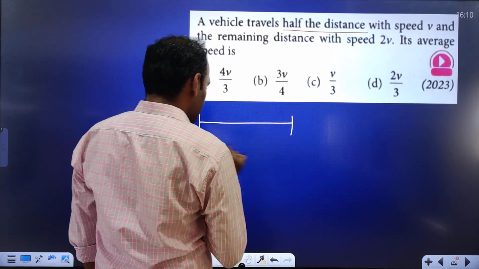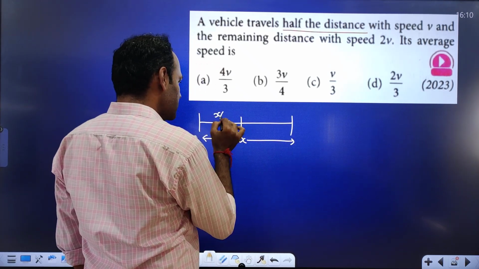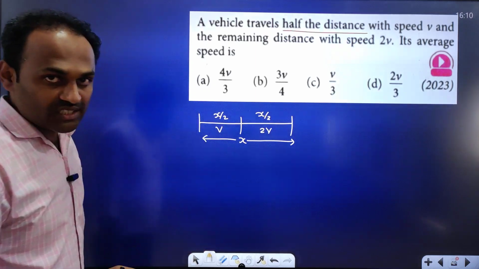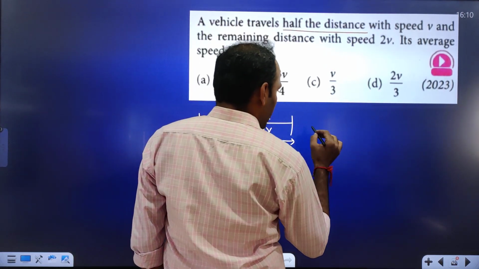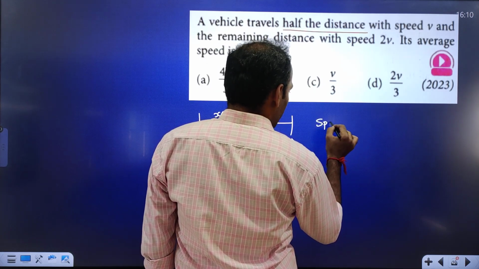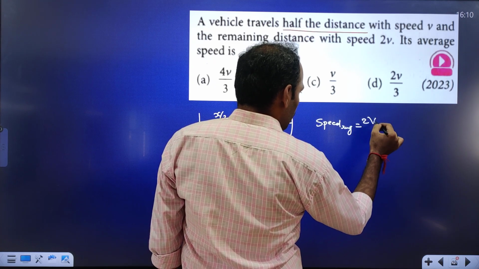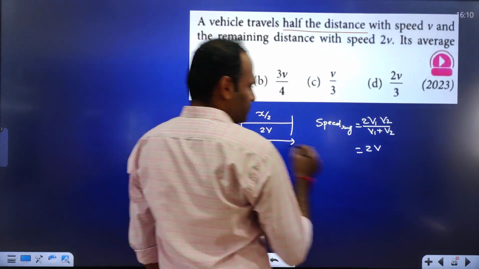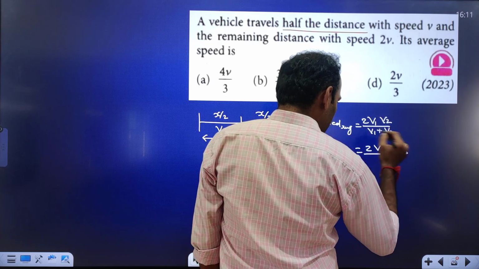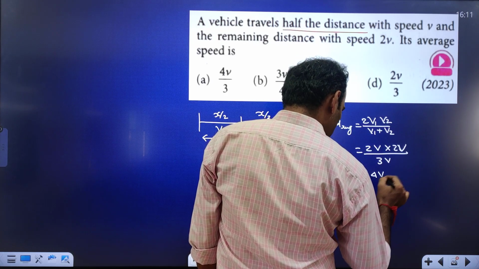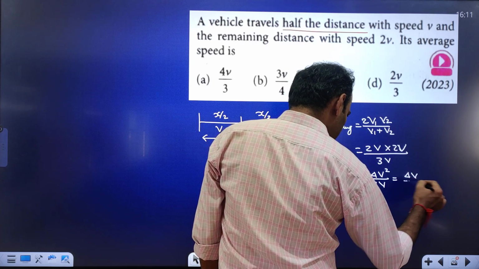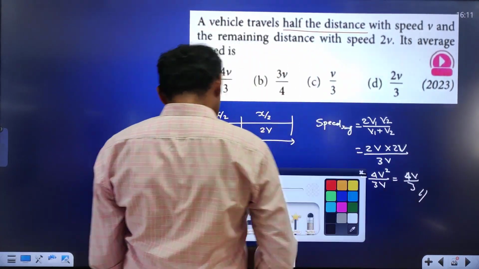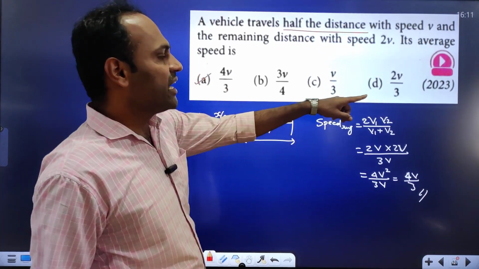So this is the case of equal distances with different speeds, so I have to use the formula to calculate average speed. For this case, average speed is 2v1 into v2 divided by v1 plus v2. Here v1 is v and v2 is 2v, so 2 times v times 2v divided by v plus 2v, which is 3v. So 4v square divided by 3v equals 4v divided by 3. So option A is correct. This is the question from NEET 2023.